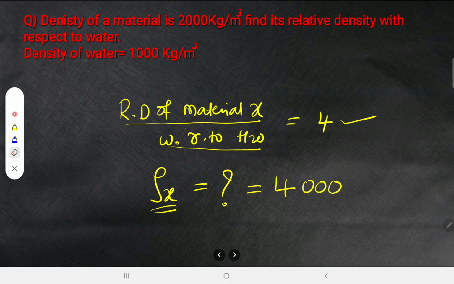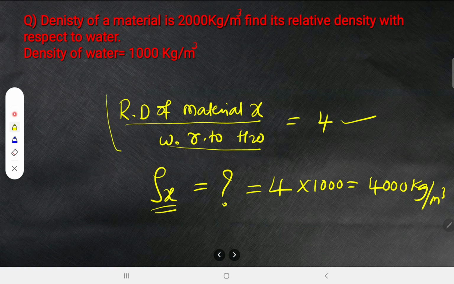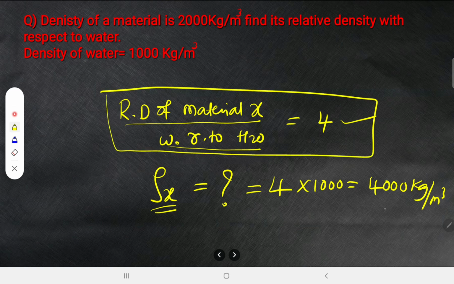4 times of water means what? 4 into 1000. So it becomes 4000 kg per meter cube. So the relative density value has to be remembered. Instead of remembering this 4000 kg per meter cube, we have to remember this relative density concept.